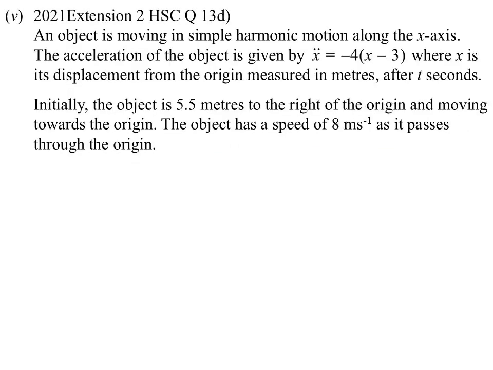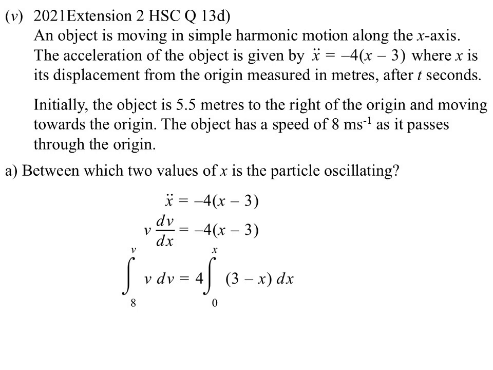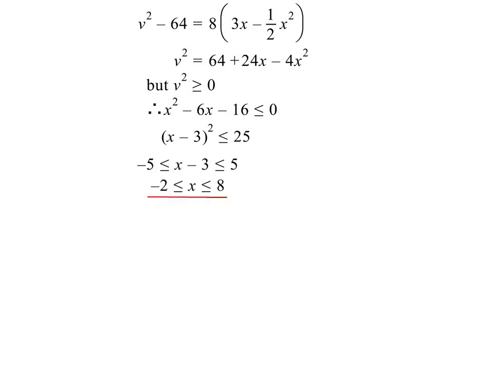How about this one then? Simple harmonic motion. This time they've given me the acceleration. They've given us some initial conditions. Between which two values is the particle oscillating? So in other words, find the path of the particle. You've given me that v dv/dx, separate out the variables, substitute in those initial conditions. We can do some integration, and there's our v squared expression. They want the path of the particle. We'll solve this equation. And there we go, I'm going in between -2 and 8.